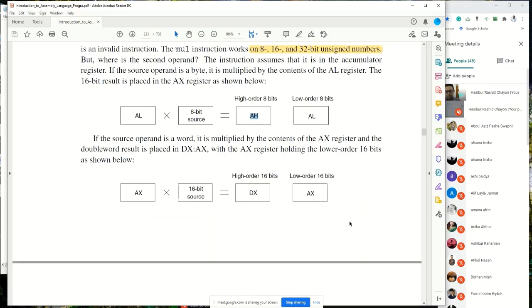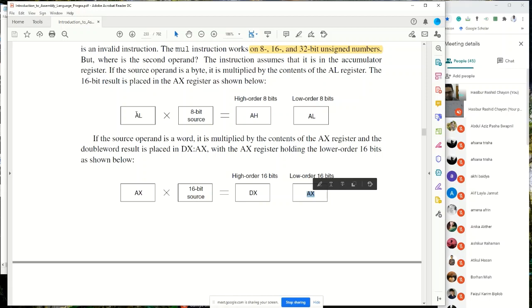So let's see the 16-bit source. If the source is 16-bit, we assume the other operand is stored in the AX register, which is 16-bit long in the data register of the Pentium processor, if you can remember. If you multiply 16-bit by 16-bit, we must have 32-bit storage. So the lower part of the result is stored in the AX register, and the higher part is stored in the DX register. Please remember these two, AX and DX.